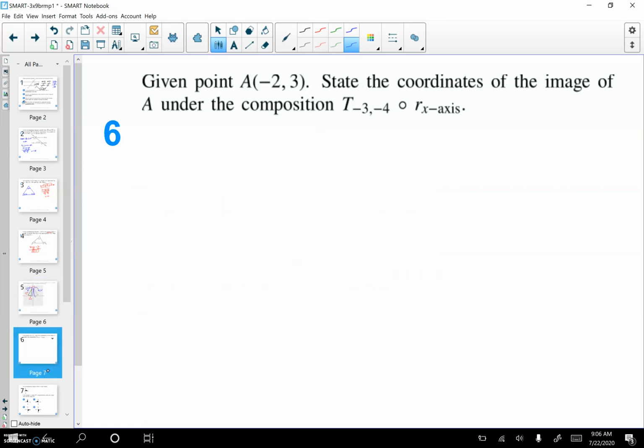Given point A (-2, 3), state the coordinates of the image A under the composition T(-3, -4) composed with a reflection over the x-axis. So remember, when we're composed with that open circle, we always start with what is on the right. Now, if I were you, I would sketch a picture here. So (-2, 3) is somewhere around here.